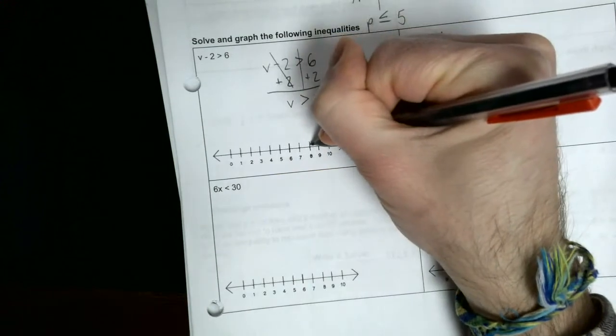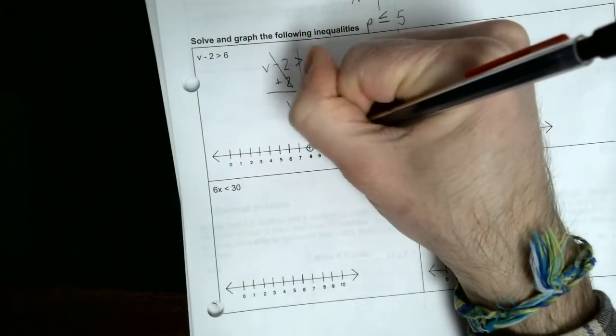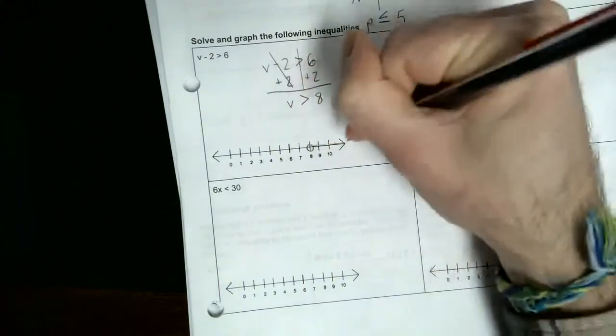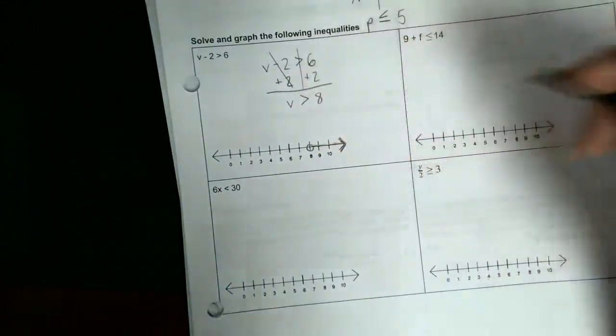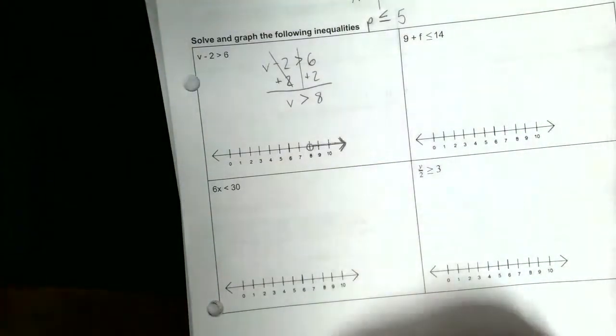So we're going to have an open dot. V has to be greater than 8, so we're going to go in the greater direction. Greater. Perfect. Okay.